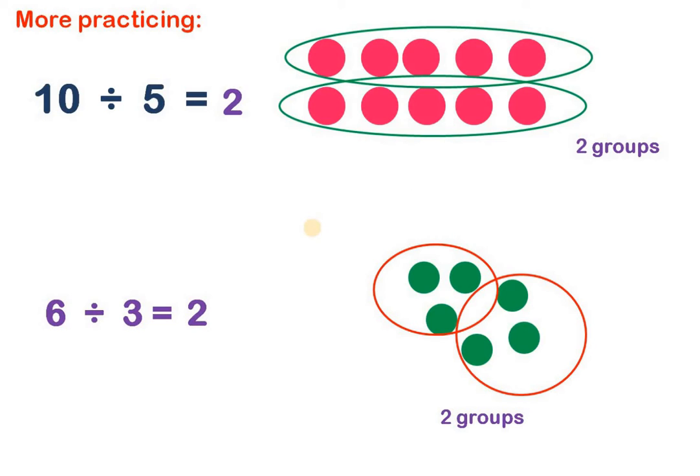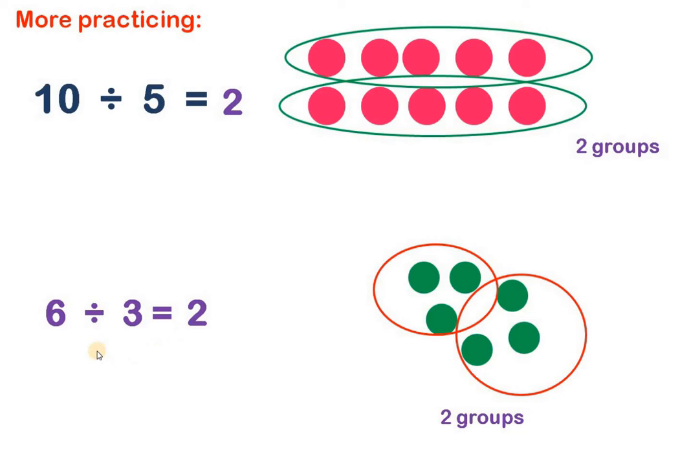Look at the groups in the first equation. Both the groups have, each group has 5 objects. They are equal. So we are dividing the 10 objects in 2 groups, and each group has 5 objects. So both of them are equal.